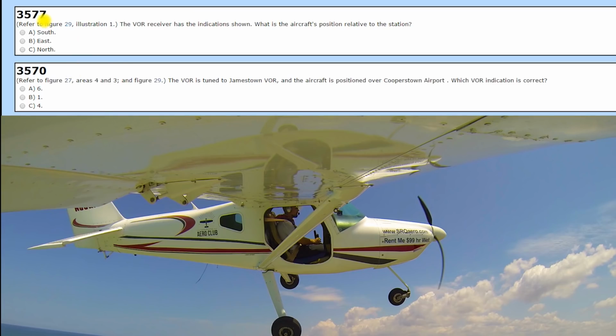So for an example here, we're going to refer to figure 29, illustration 1. The VOR receiver has the indications shown. What is the aircraft's position relative to the station? South, east, or north? Okay, well let's go ahead and look at illustration 1 here.